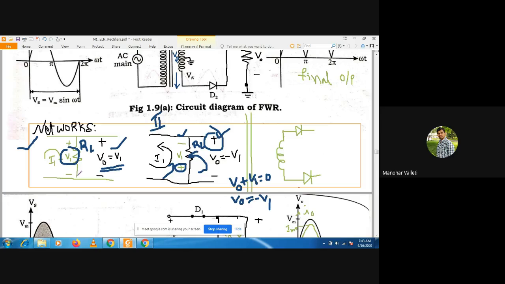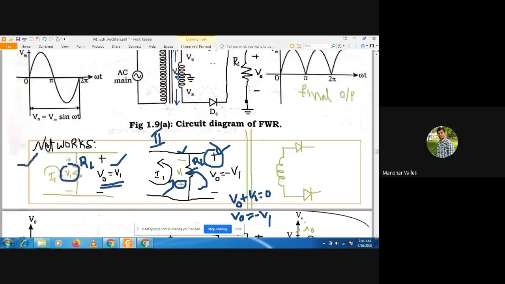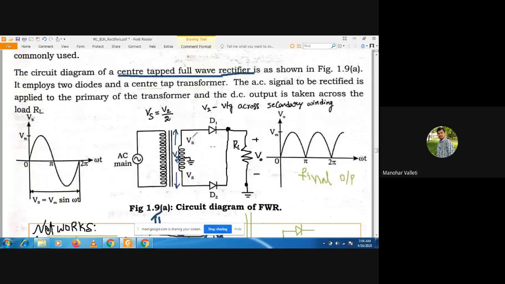So the variation of current direction changes the output like this. This will be applicable in understanding the center tapped full wave rectifier operation. As you know, we will understand the circuit operation in two cases: during the positive half cycle and during the negative half cycle. We will get the equivalent circuit for each and try to analyze the output.